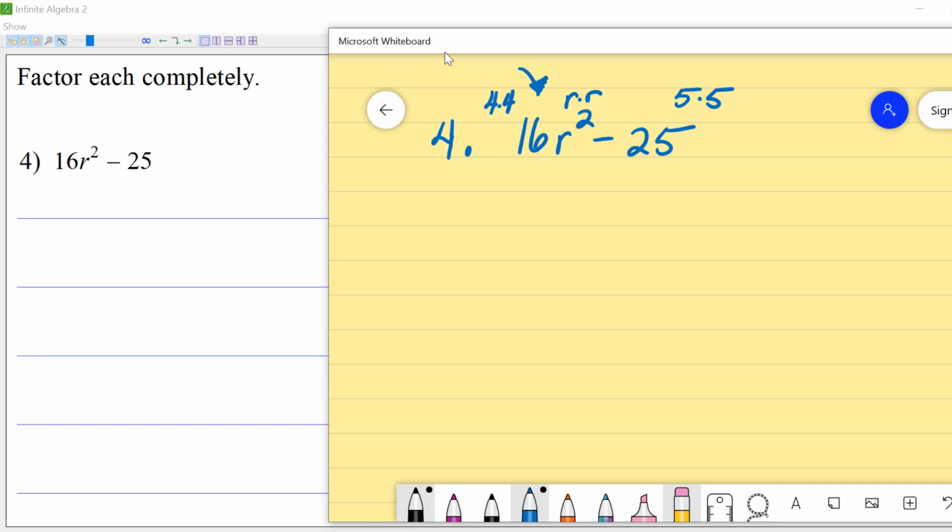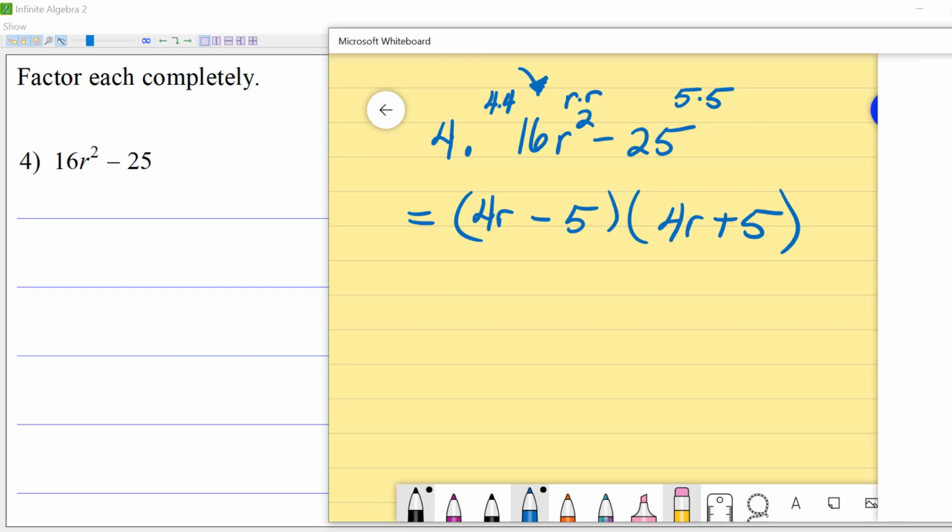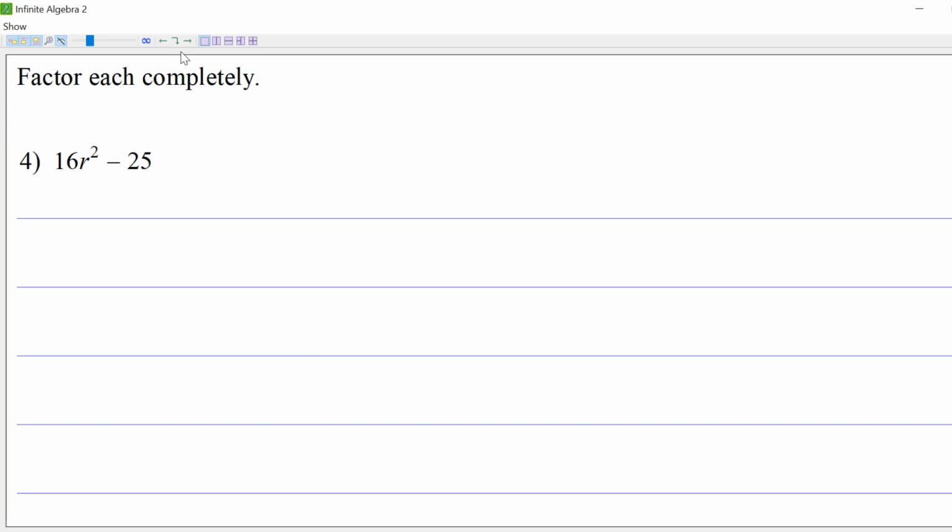All right, so I've got everything factored. This is 4 squared, this is r squared, and this is 5 squared. So I'm good to go because I definitely have a difference. So it's 4r minus 5. And that should feel real comfortable to you. Okay, so v squared minus 9, that should be pretty easy, so go ahead and write that on your paper and do it on your own. I'll be looking for that when I'm looking at your notes.